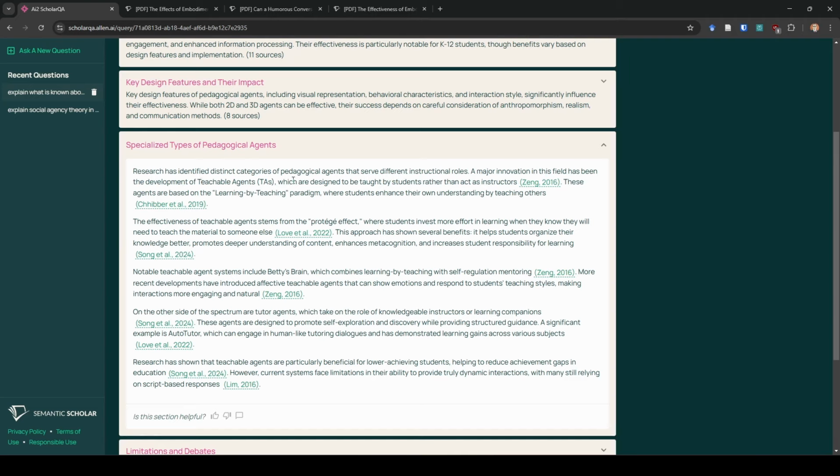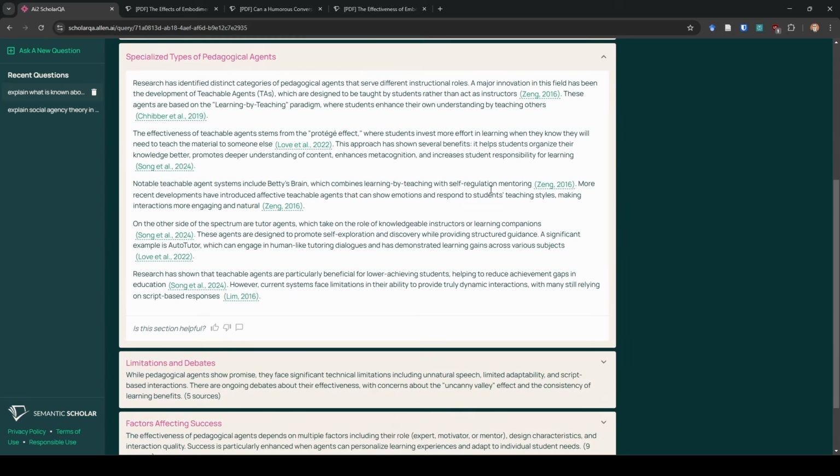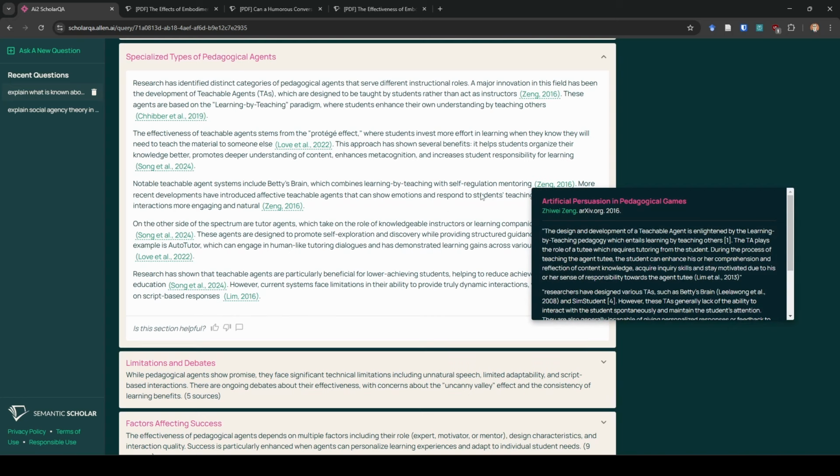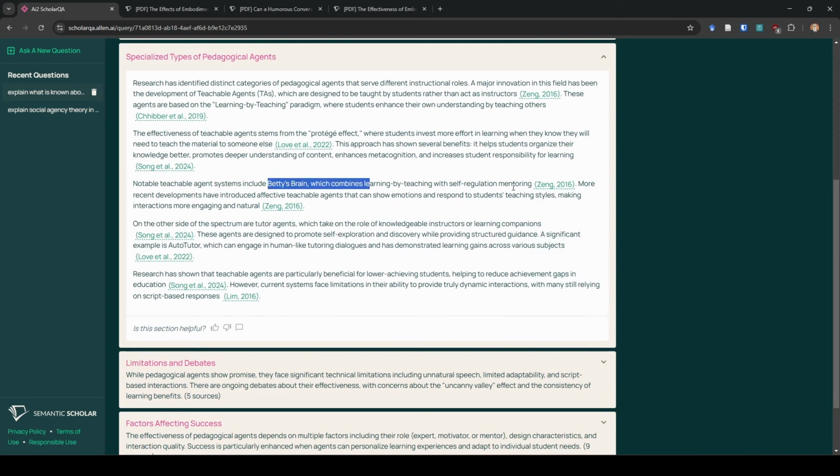Teachable agents is a really interesting area of research. The effectiveness stems from blah, blah, blah. And it grabbed Betty's Brain. I'm really glad that it did. This was a really notable system for teachable agents. Interesting to me, it doesn't have an actual citation for the Betty's Brain system itself, but it's citing something that talked about it, I think. Okay, so the other side are tutor agents.